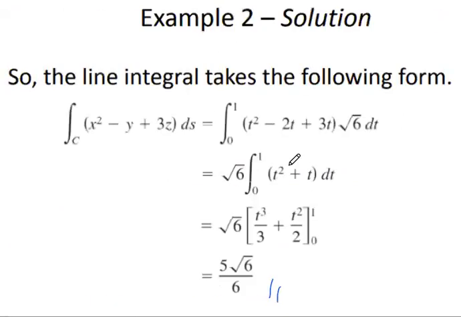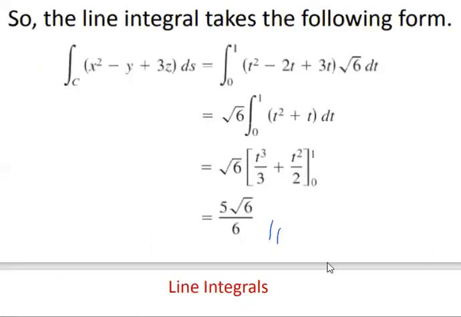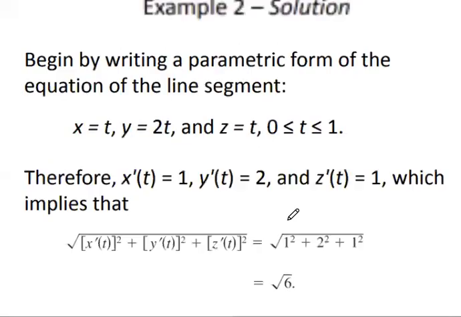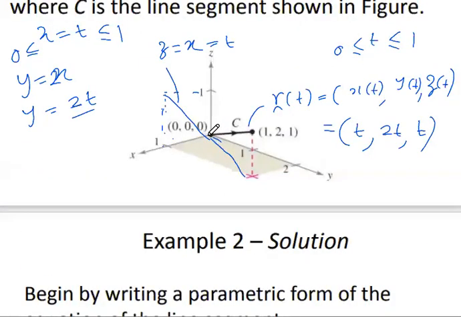Total amount of radiation they got exposed to when they travel along this path. Got it? Make sense?